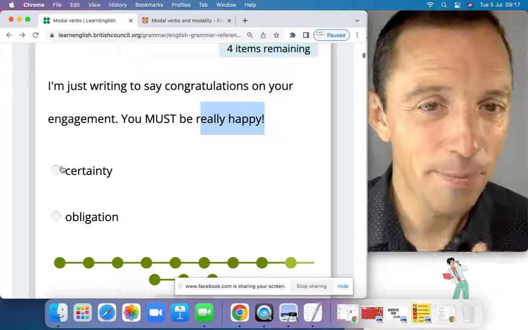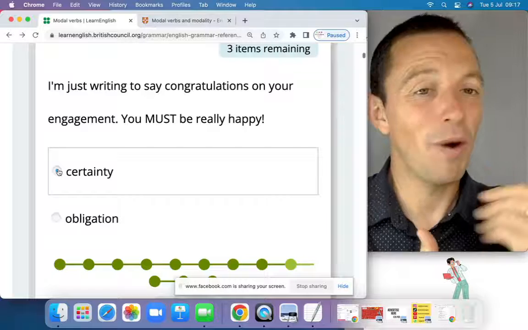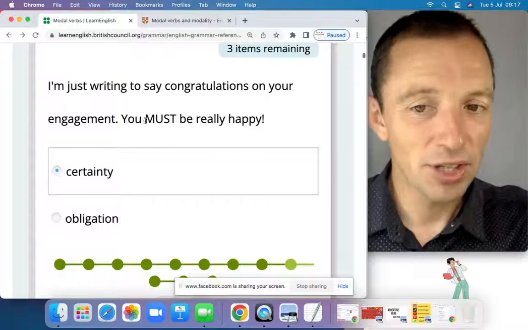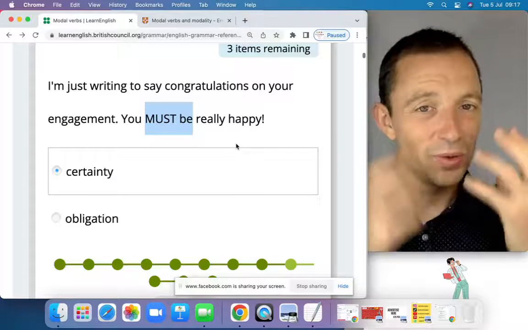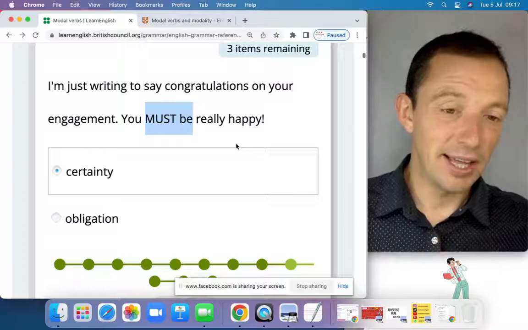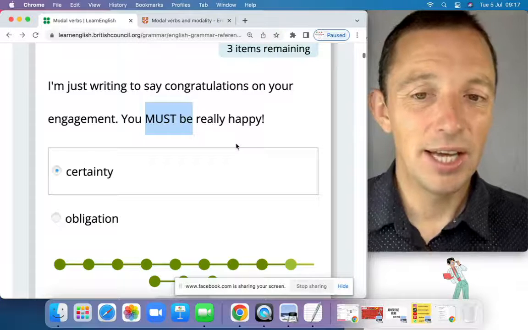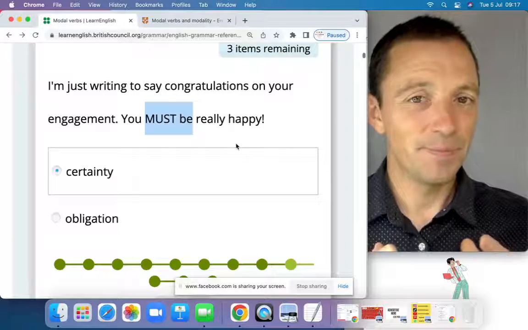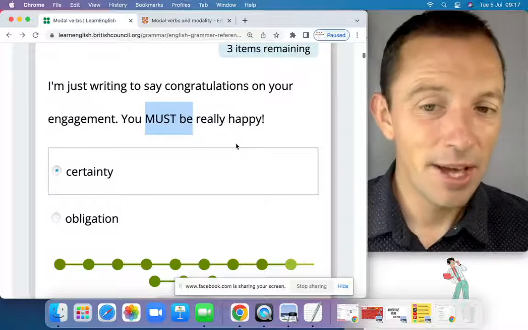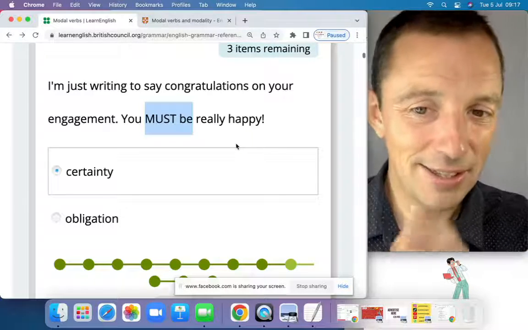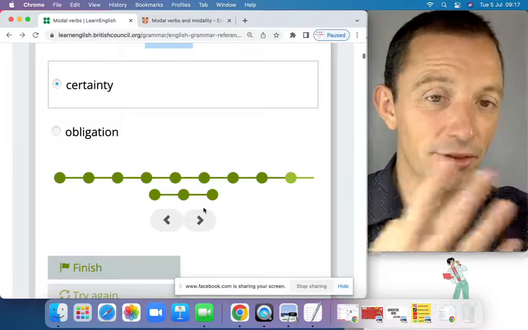So for me, the best option is certainty. It's a certainty. You are sure the person must be really happy. That's a little difficult to think about, I think, and always the grammar is tricky to think about and study. Grammar is heavy, grammar is difficult, and today is the same, but you must contemplate this explanation frequently. Okay, 3 more questions.